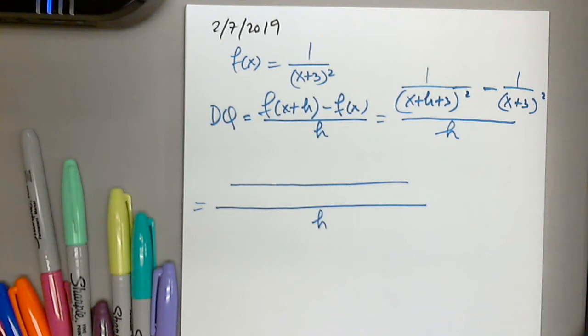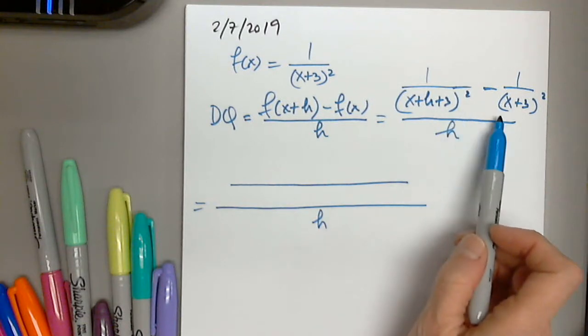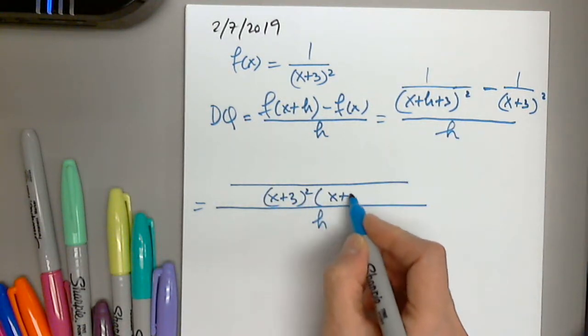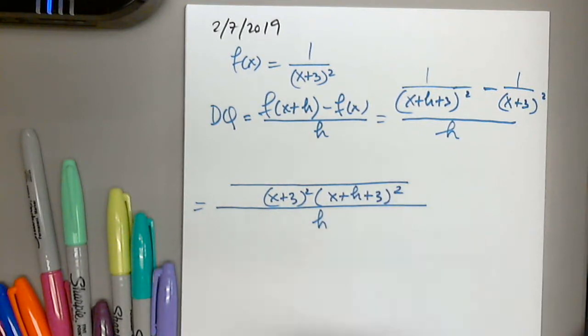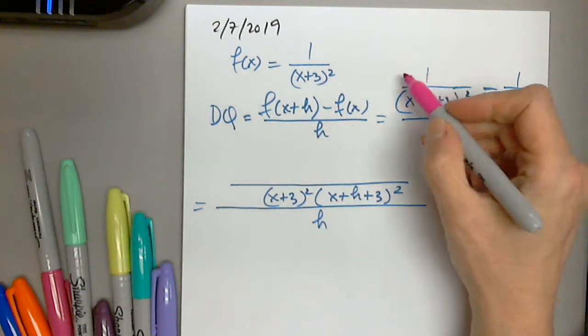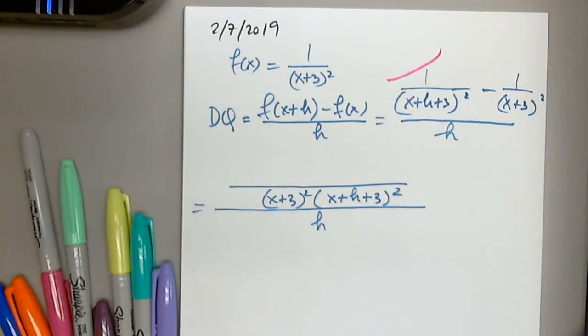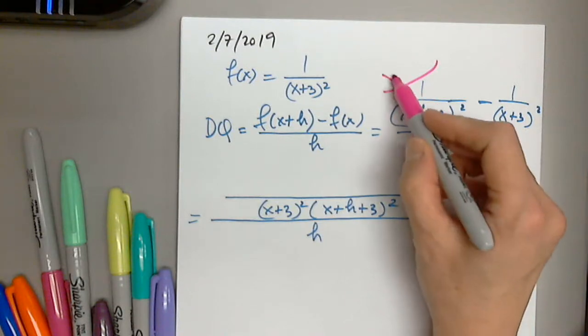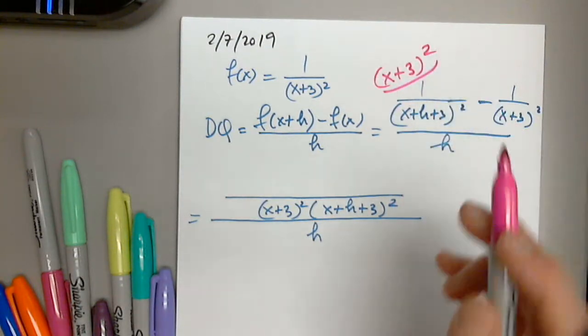Finding the least common denominator. They have nothing in common, so it must be the product. Obviously, the first one gets what at the top? x plus 3 squared. Do we all agree with x plus 3 squared?